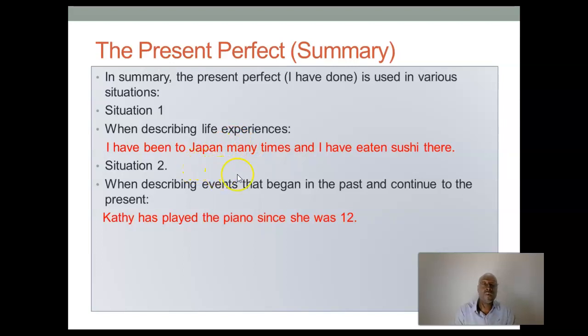Situation number two, when you want to describe events that begin in the past and that continue to the present. So you use the present perfect tense as a bridge that connects the past with the present. For example, Kathy has played the piano since she was 12. If Kathy is 20 years old now, it means she's been playing the piano for 8 years. She started when she was 12. Now she's not 12 anymore, but she still plays the piano. So she has played the piano since she was 12.